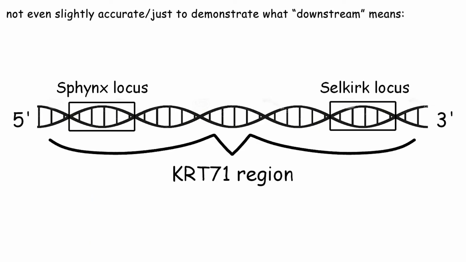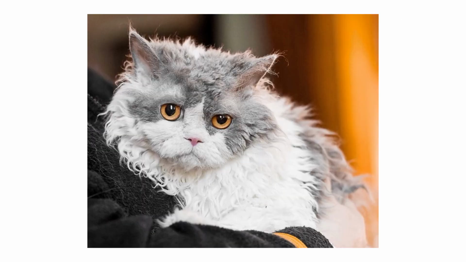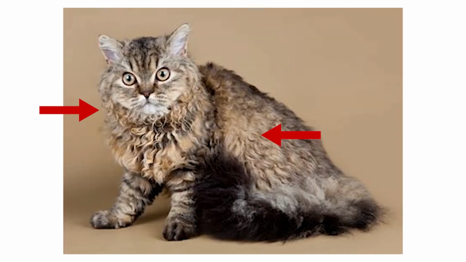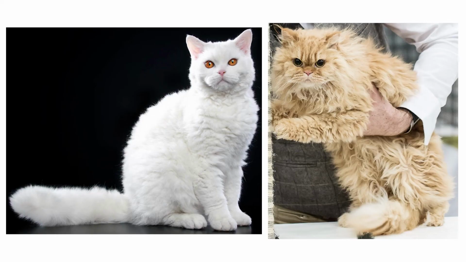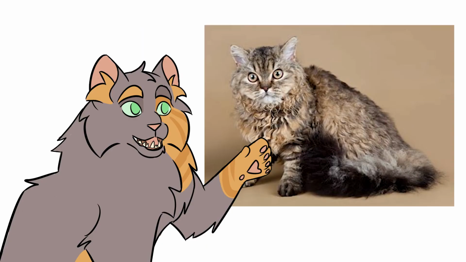Selkirk is also a mutation in the KRT71 region, but it's further downstream than Sphynx and Devon Rex, so it has its own locus. They're curly-haired cats with curly whiskers, and they look like they just came out of the clothes dryer. The curls are most prominent on their sides and the neck, and the least prominent along their back. Long hairs tend to be a little puffier than short hairs. The cause of Selkirk's appearance is that the allele affects the keratinization of the hair follicle, affecting formation and maintenance of hairs. Once again, the allele for normal hair is N, and the Selkirk allele is SLK.